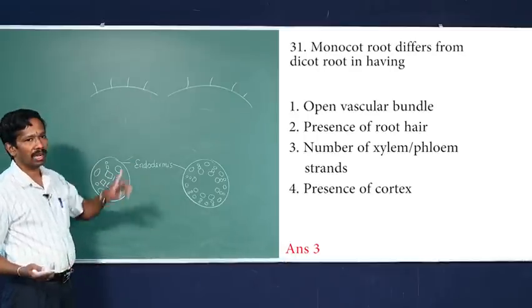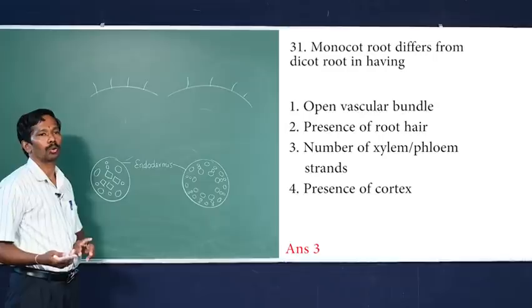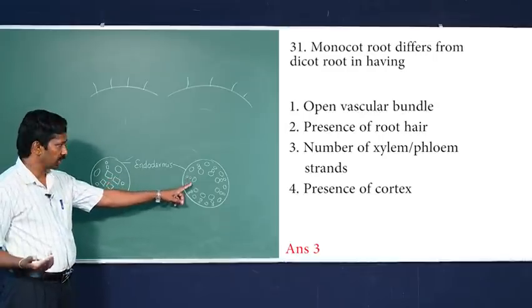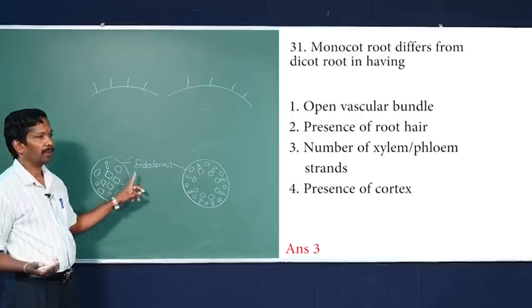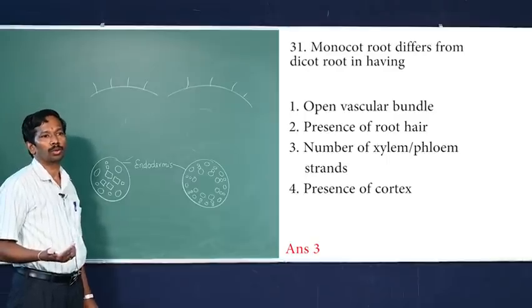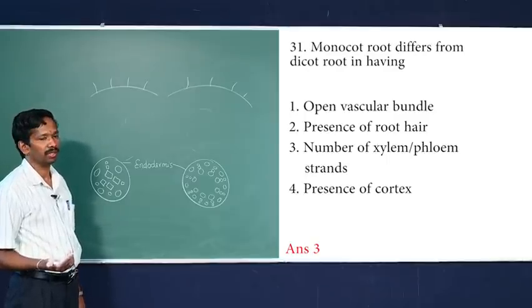Presence of root hair is characteristically found in both dicot and monocot roots. Number of xylem and phloem strands is the answer for the question. So answer is 3, and presence of cortex again is found in both cases. So answer should be 3 for question number 31.